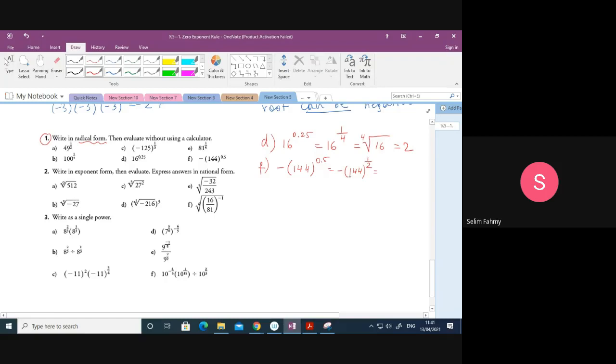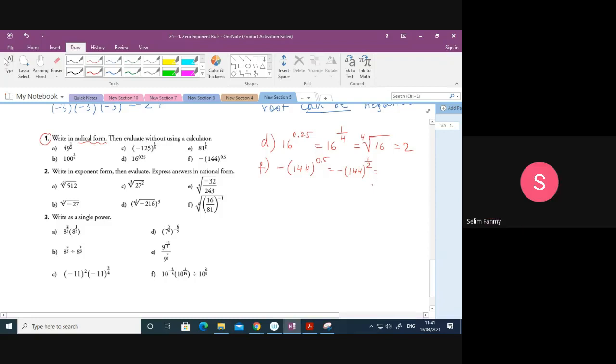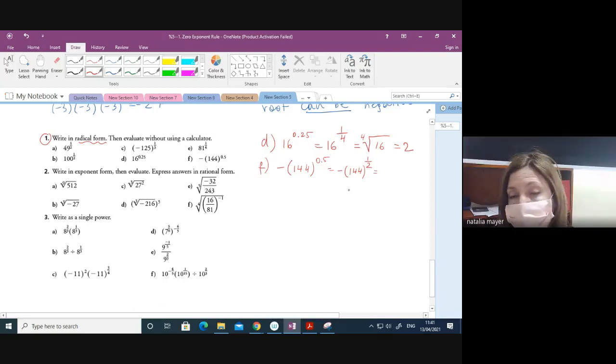Where is the negative? It's here, from the very beginning. Where will it go? I don't know. It will go in the 2, so -2. So the index would be -2? Of course not.